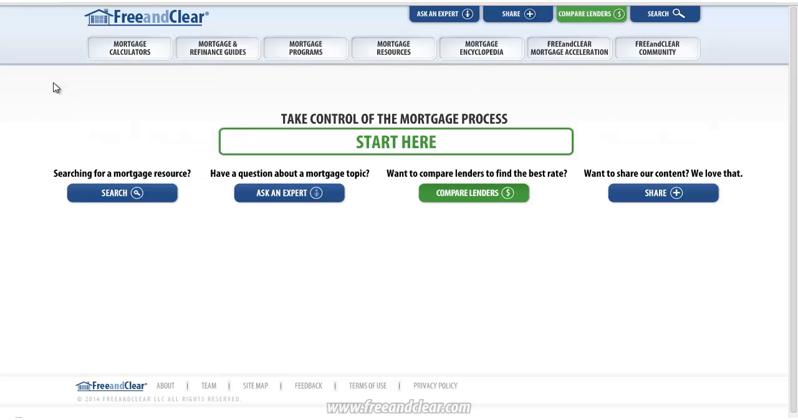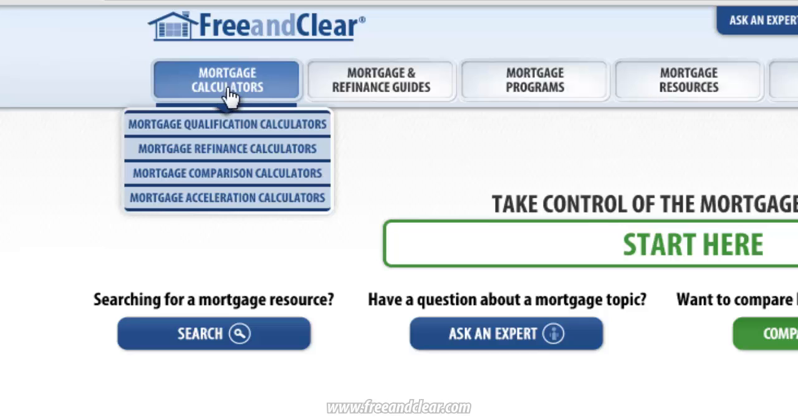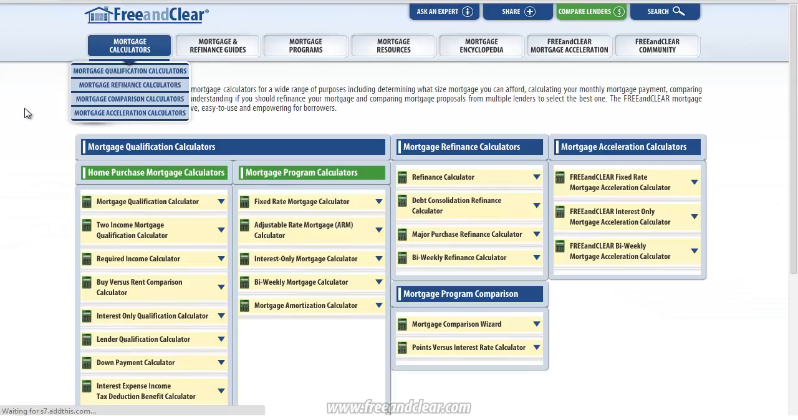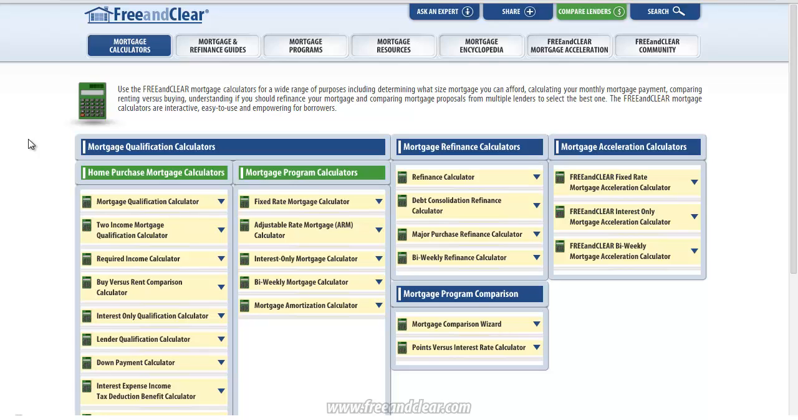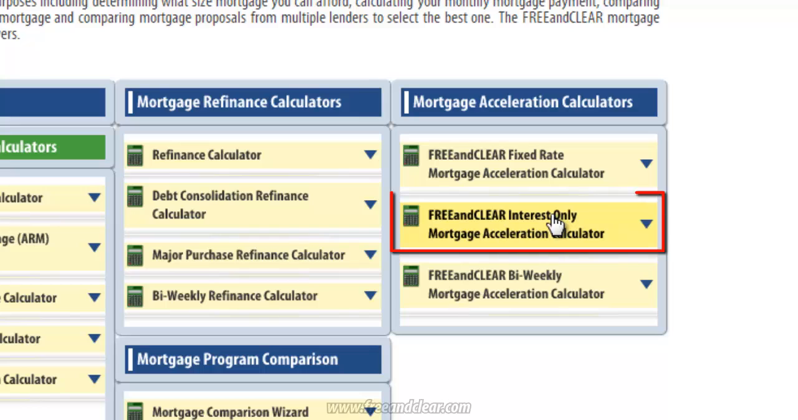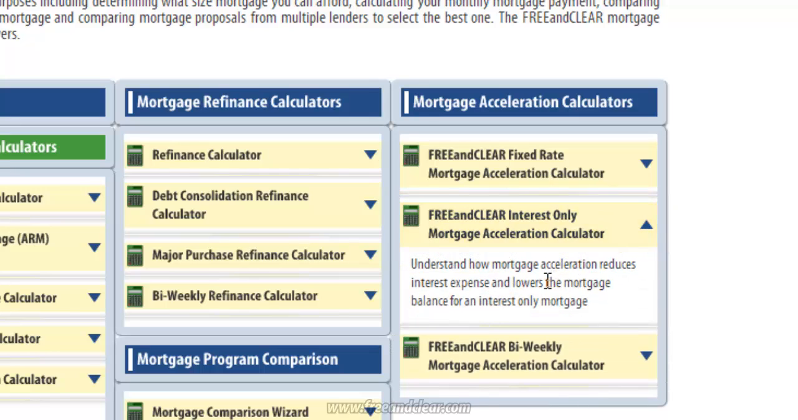To find the interest-only mortgage acceleration calculator, simply click on the Mortgage Calculators tab on the top left of any page on freeandclear.com, and that will take you to a page that lists all of the calculators available on Free and Clear. The interest-only mortgage acceleration calculator is located on the right side of the page under Mortgage Acceleration Calculators. If you click on the triangle to the right of the calculator, it reveals a brief description of the calculator. I'm going to click on the calculator title, which will take us to the calculator page.